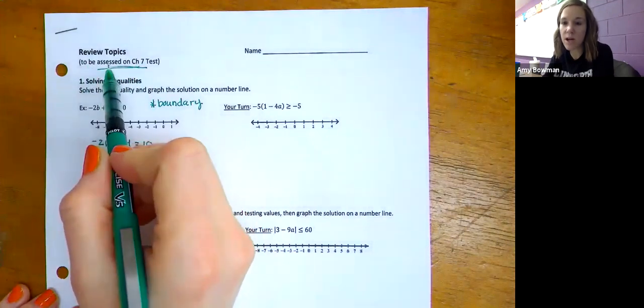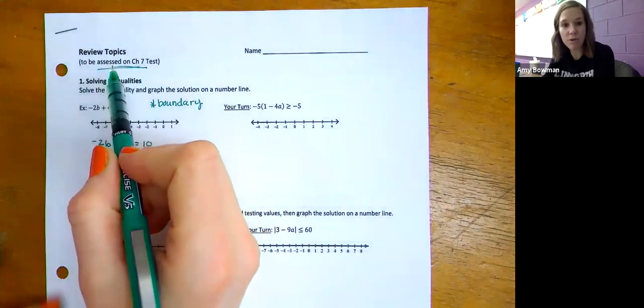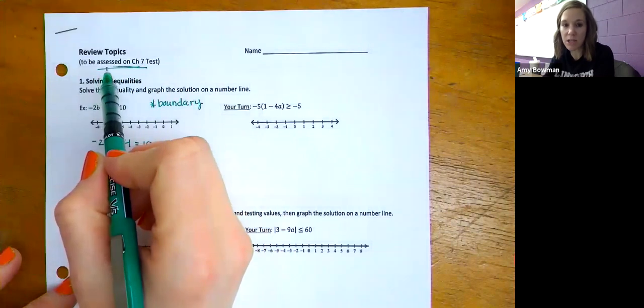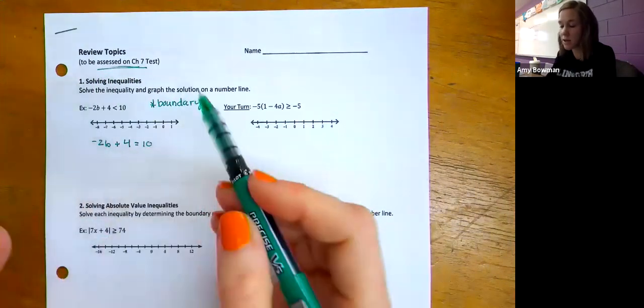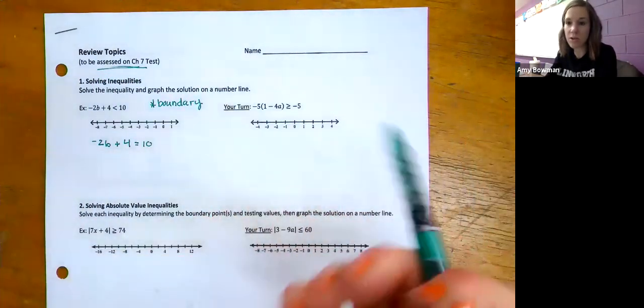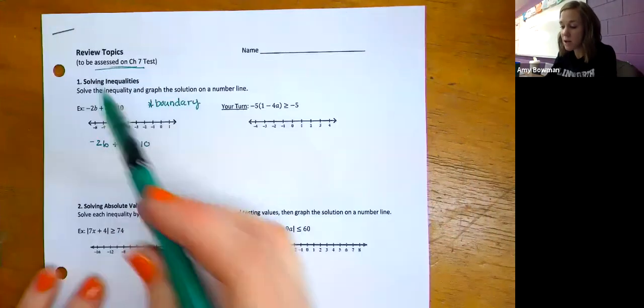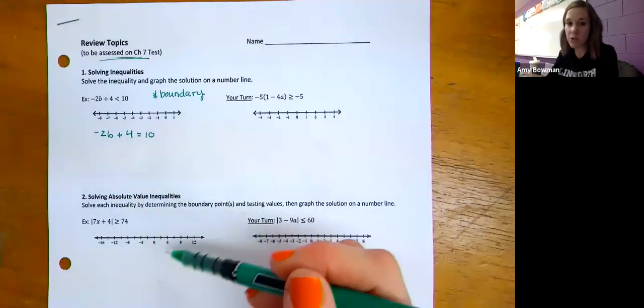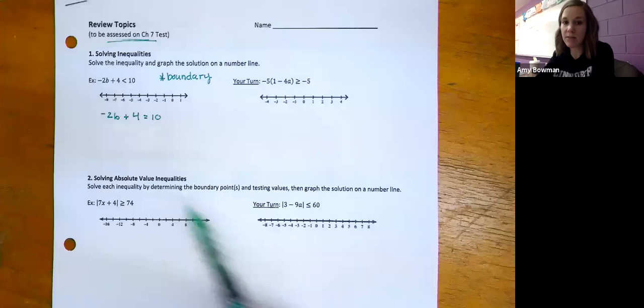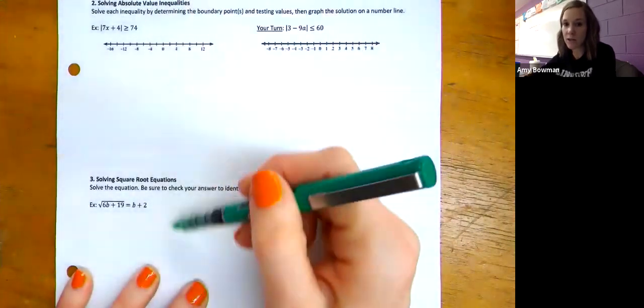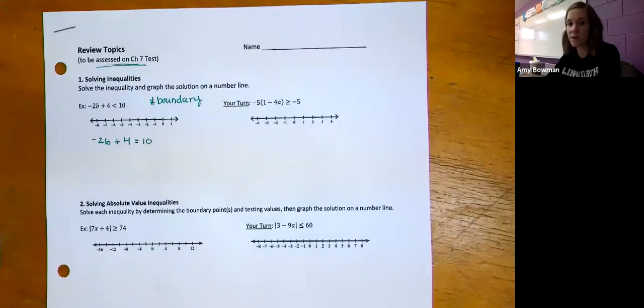So these are topics that were not in Chapter 7, but are from previous chapters that will be tested on the Chapter 7 test. Just like in every chapter test, you see those review topics. So these topics, I wanted to spend time doing examples for you here on the left-hand column, and then you guys are going to complete the problems on the right-hand column by yourself.